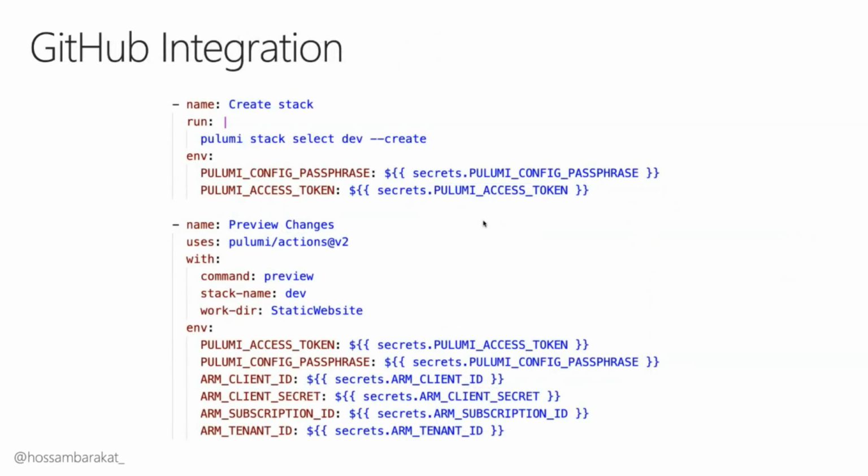Here is a sample of the out-of-the-box GitHub action from Pulumi, which is running the command preview. The stack name is dev, and I'm passing here the Pulumi access token because I'm using Pulumi to host my state. And those are the configurations to tell Pulumi on my build pipeline which account to connect to and which subscription to use while you are connecting to that particular account.